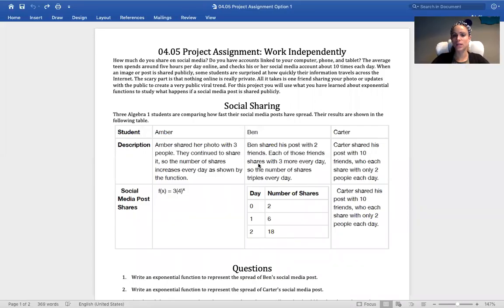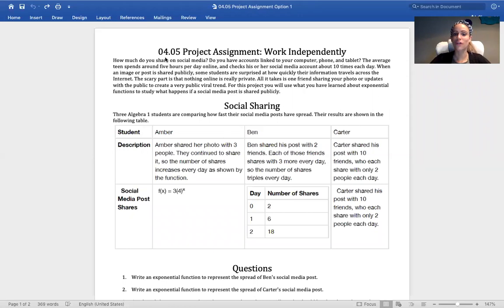This video is going to go over your 04.05 project assignment. The primary focus of this video is to go over the directions and clear up any questions or hesitations you might have prior to starting this project. We will also do a couple examples to ensure that we understand how to write exponential equations and then solve for a specific term. All right, let's get started.